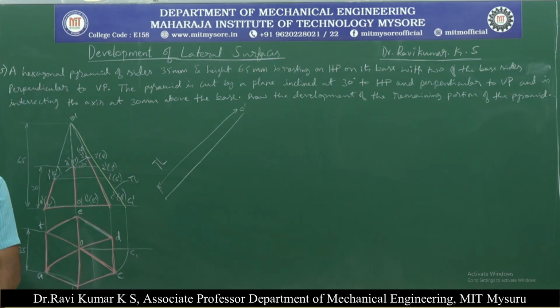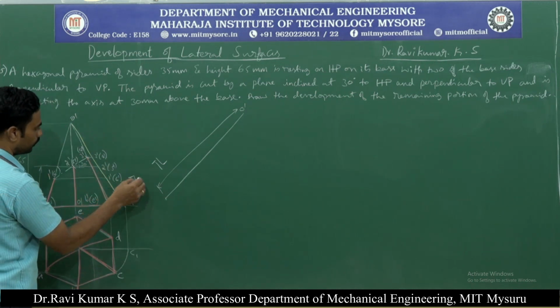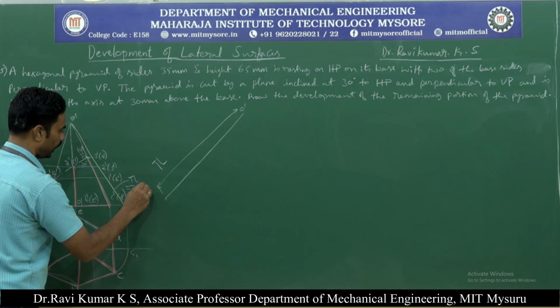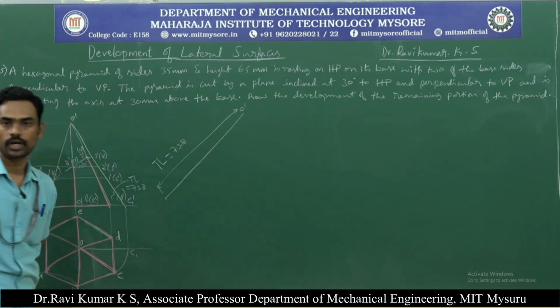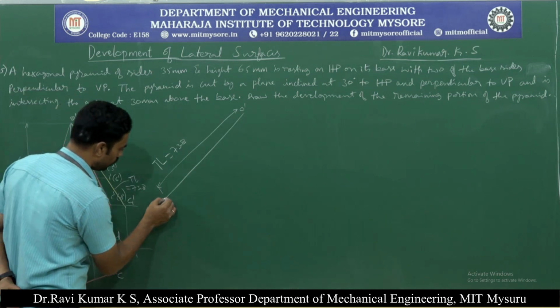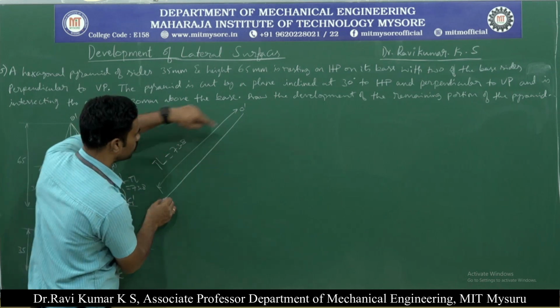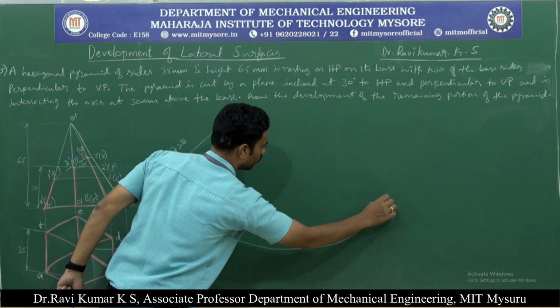Okay, so if you construct to the scale, the true length comes to 73.8. So true length is equal to 73.8. Now just draw a curve using this as center, this as radius. Draw curve.